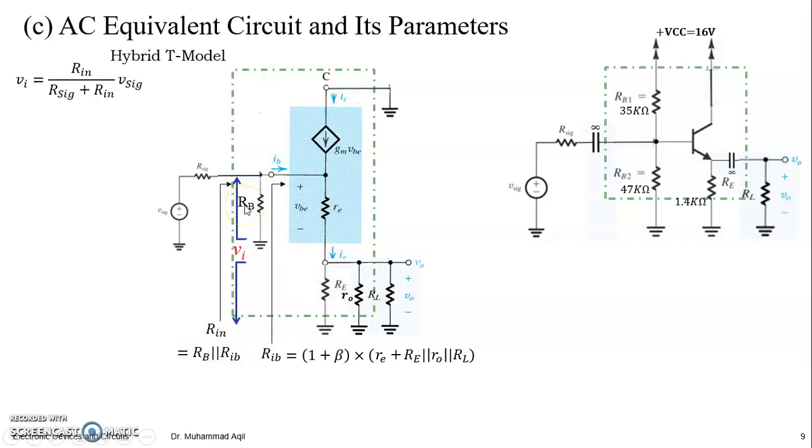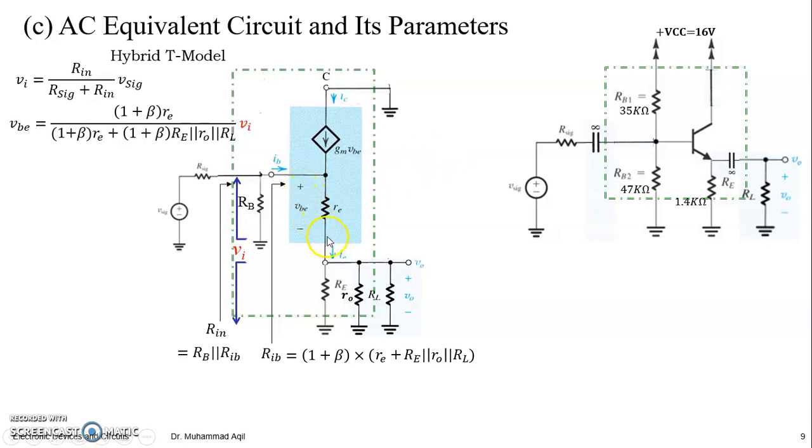So out of V signal, part of which will be developing here and the remaining part will be here. So it means we have a voltage divider by R signal and Rin. So Rin divided by R signal plus Rin into V signal will be the Vi. Simple voltage divider formula, right?